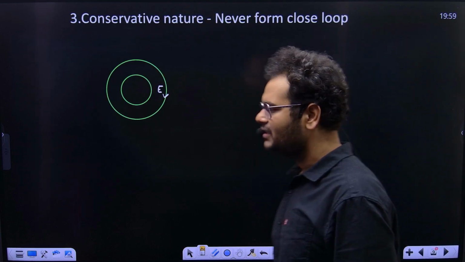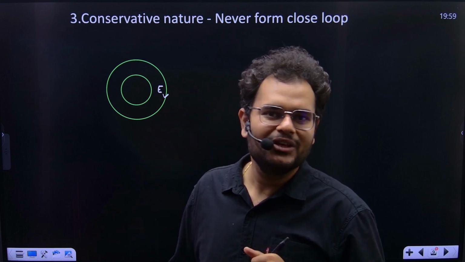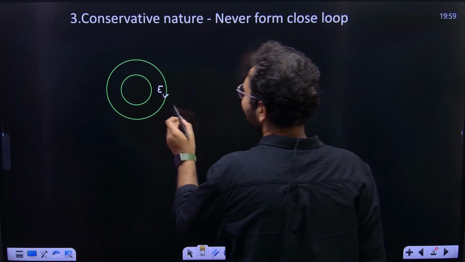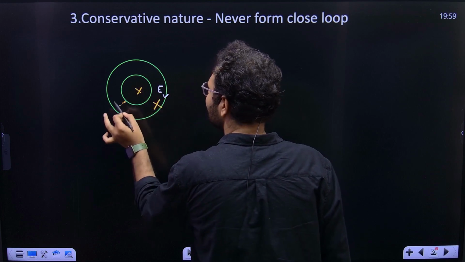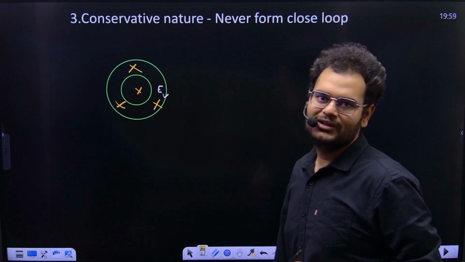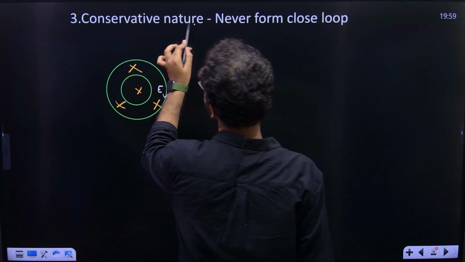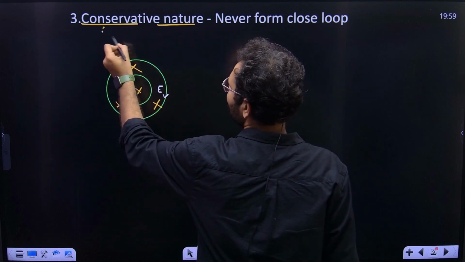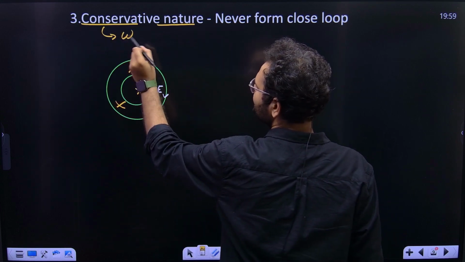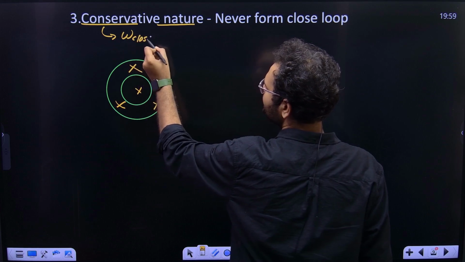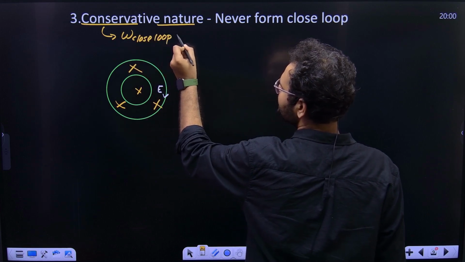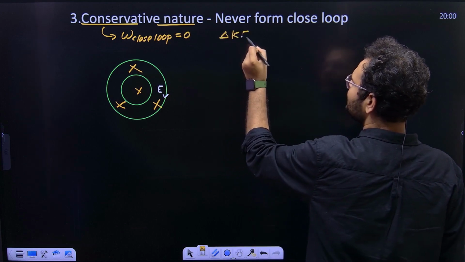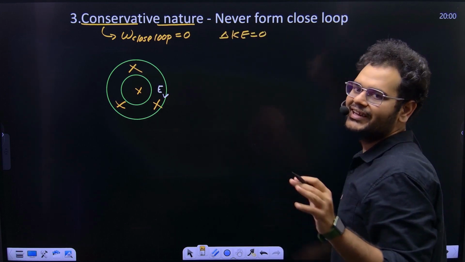What next? Have you ever seen electric field forming a closed loop? No, sir. See, electric field never ever forms a closed loop. Why, sir? Because they are conservative in nature. What is the meaning of conservative? Conservative means work energy theorem. Work done in a closed loop must be equal to 0, or I can say that delta KE must be equal to 0. Work energy theorem, simply.